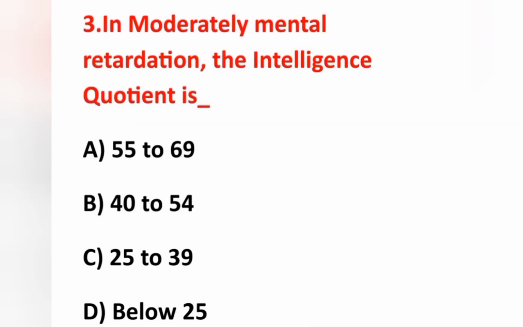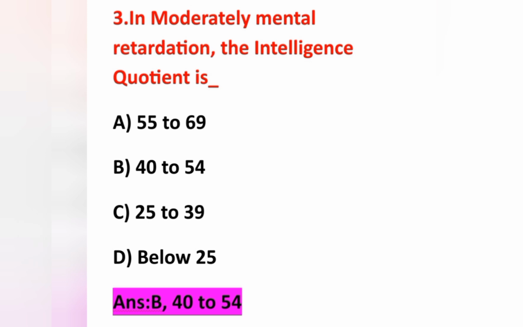Third question, in moderate mental retardation, the intelligence quotient is, and the options are option A 55 to 69, option B 40 to 54, option C 25 to 39, option D below 25. Here our question is in moderate mental retardation, the intelligence quotient is between 40 to 54. Option B is the correct answer.